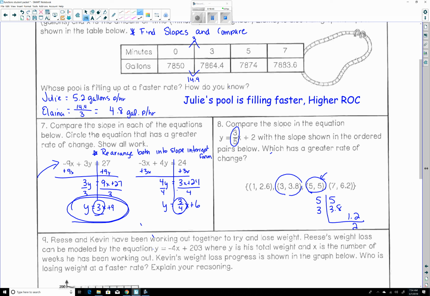Ooh. How do I compare 3/5 and 1.2 over 2? I'm going to do a division here. 1.2 over 2, put that in my calculator, I get 0.6. If I take 3/5, that's my slope up here, put it in my calculator, I'm going to get 0.6. So which one has a greater rate of change? They're the same rate of change.